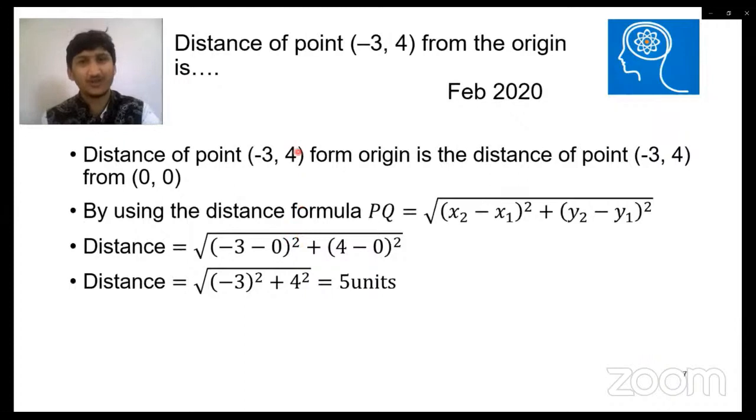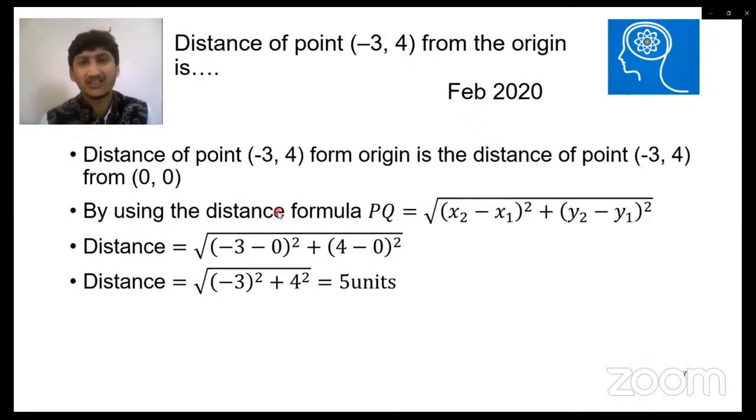So the first question we're going to look at is: the distance of point -3, 4 from the origin is what? This question was asked in February 2020. So what is given? You are given a point -3, 4, and what is asked? You are asked the distance of the point from the origin. Now if you want to find out the distance of this point from the origin, we can say that it is the distance of this point from 0, 0. The origin has the coordinates 0, 0.